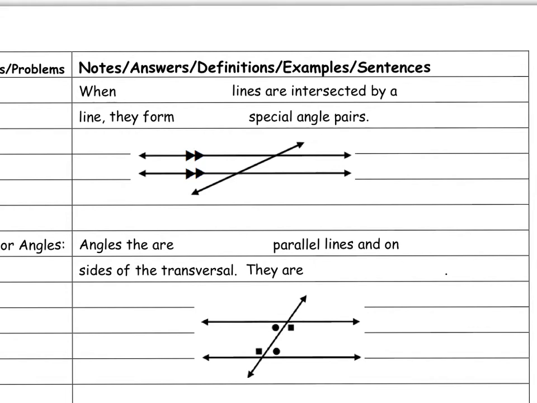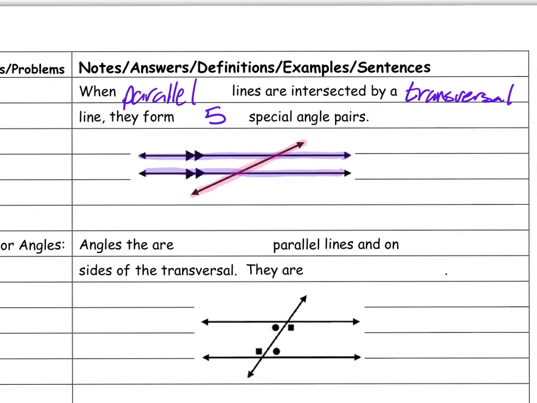It says when parallel lines, so here's our parallel lines, I'm just going to highlight as we go along, are intersected by a transversal. Transversal, I'm going to come back to that word in a minute. Transversal line, they form 5 special angle pairs, okay? So let's do this first. Here's my transversal right here. See, it's intersected. It's a transversal line.